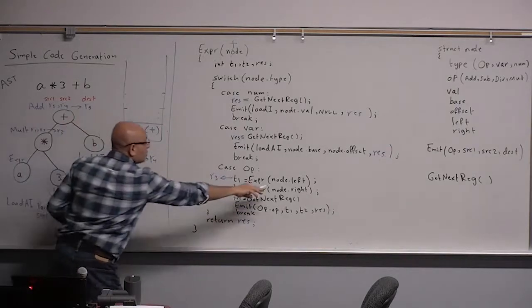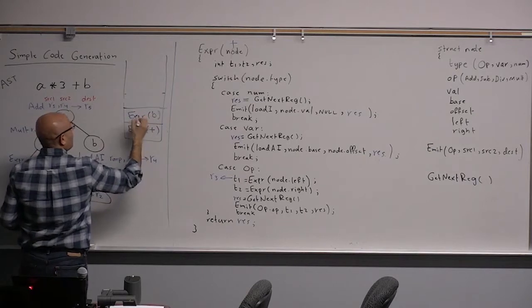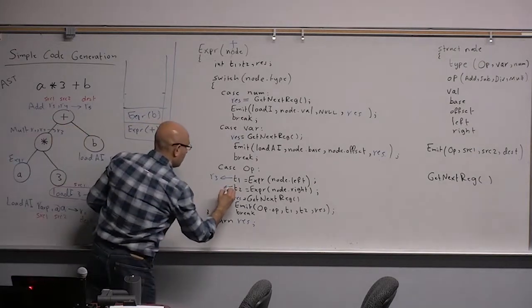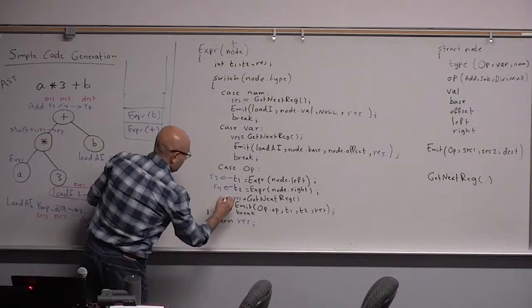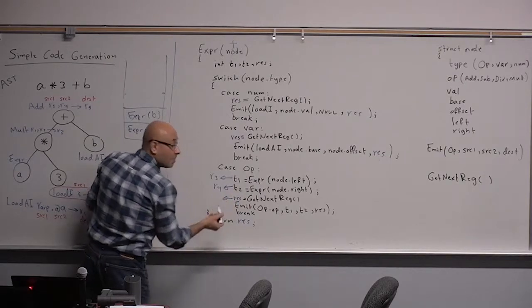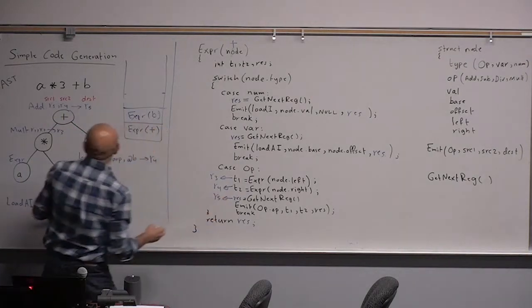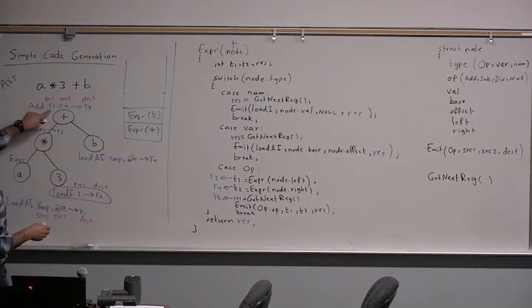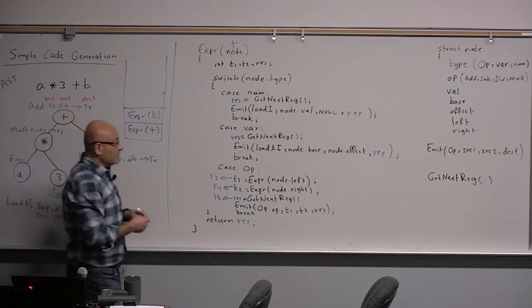Now it will call its right child, and the right child for this is the expression of B. And expression of B is going to do the load immediate, and it's going to return R4. Now at the add level, at this node's level, get next register is going to return what? R5. It's just a counter. So then we will emit the instruction, add R3 and R4, and put the result in R5. Okay. So this is how it works.